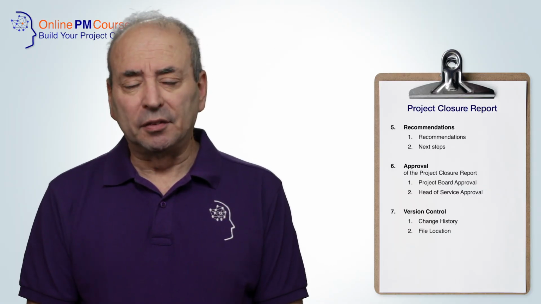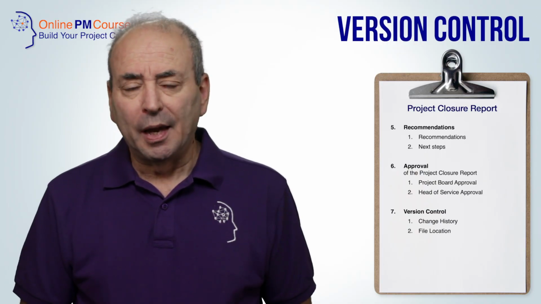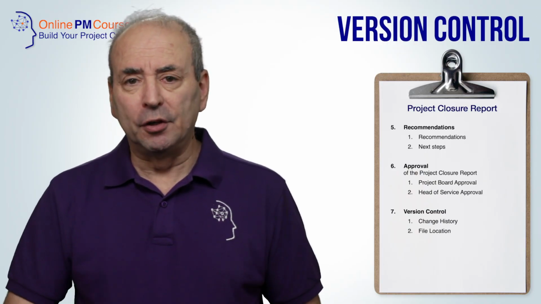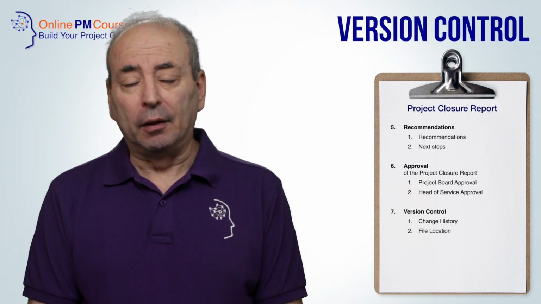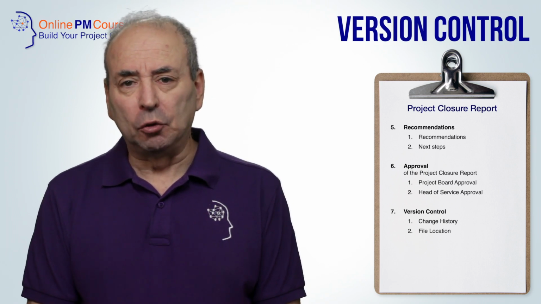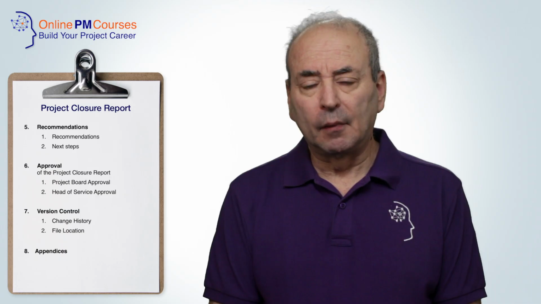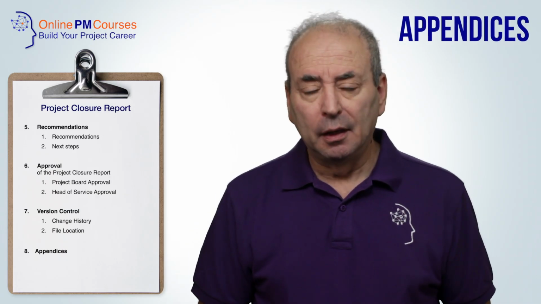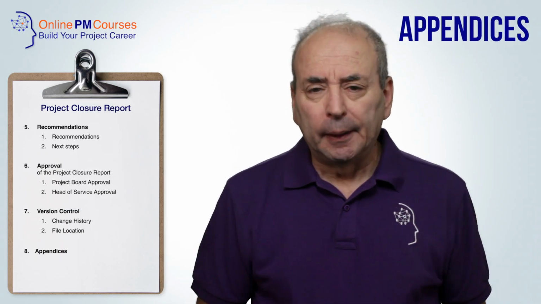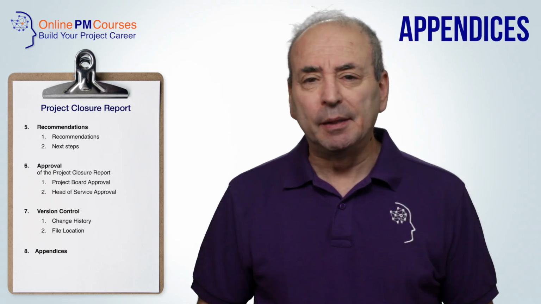Finally, Chapter 7 covers version control. It needs a history of the file versions and where the file can be found in the document storage system. There may be appendices to add, but this is it. A project closure report is a simple document.